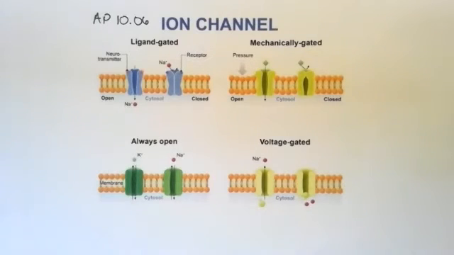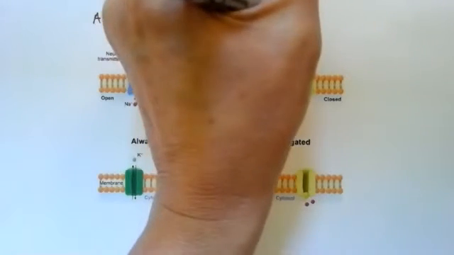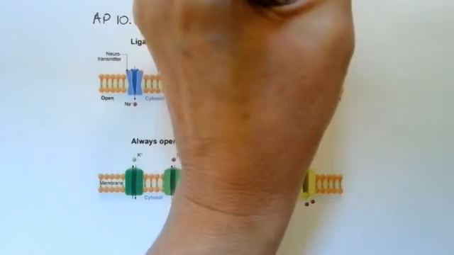Right, we are now on anatomy lesson 10.06 on ion channels. And we said in the last video that ion channels are passive transport. So we're talking about, first of all, let's go back over our definition of ion. So an ion is an atom with a charge.